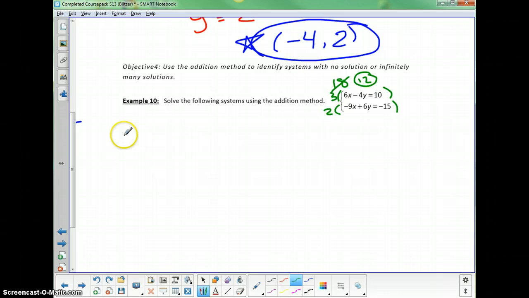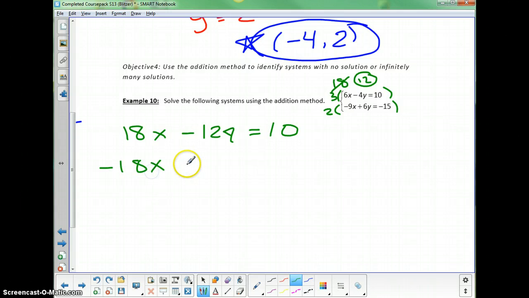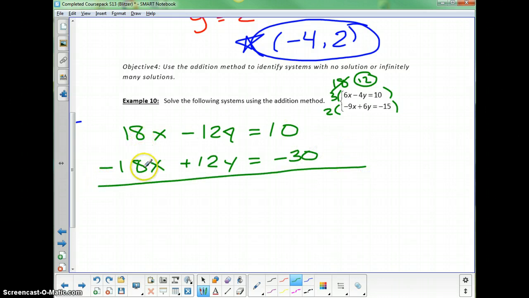So let's multiply. 3 times 6 is 18x, minus 3 times 4 is 12y, equals 10. 2 times negative 9x is negative 18x. 2 times 6 is plus 12y. And 2 times negative 15 is negative 30. Okay. Negative 18x plus 18x is 0. Negative 12y plus 12y is 0. So the only thing left on that side of the equation is 0. It's not 0x, it's not 0y, it's just a 0. The x's and y's both added up to 0. And then positive 10 minus 30 is negative 20.